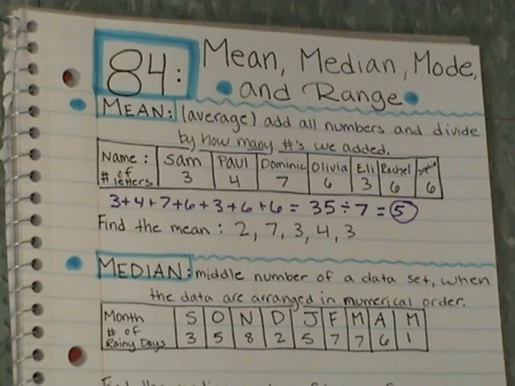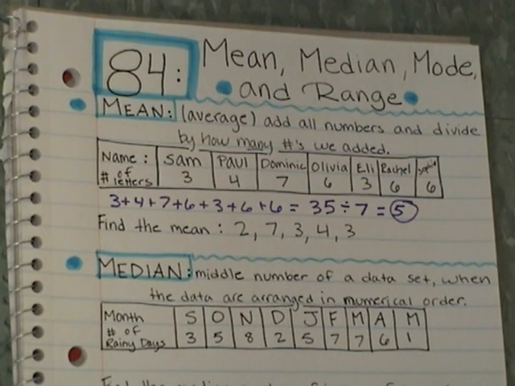Now sometimes when you divide, it won't be an even 5, it could be 5.5, but that's okay because we're just trying to find the average amount. Alright, let's go ahead and do the next one. It said find the mean of 2, 7, 4, and 3. So go ahead and add them all up.